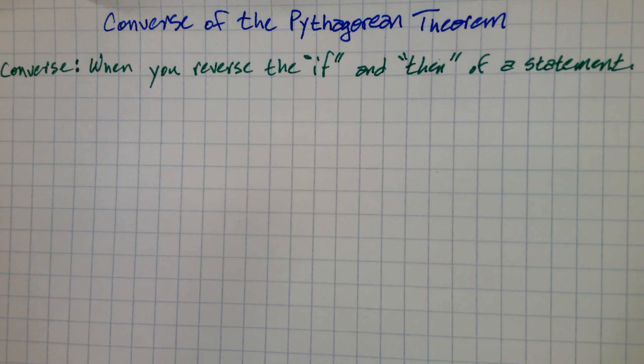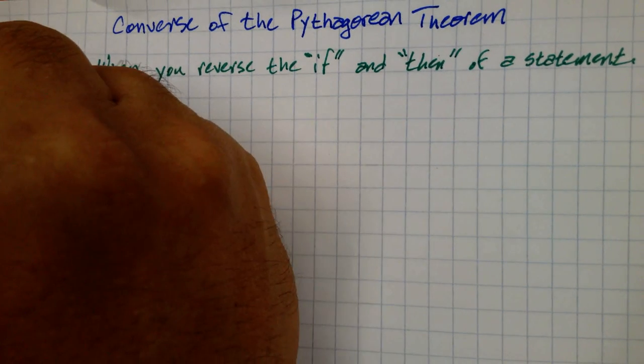Okay, so when you reverse the if and the then of a statement, it's funny that someone mentioned shoes because when I first learned about Converse, that's the first thing that came to mind to me. It's the shoe company. Okay, let me give you an example. And it's the example we talked about before we started the notes. So here is an example.